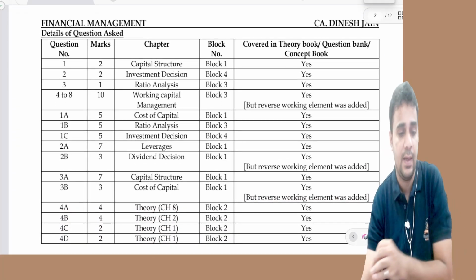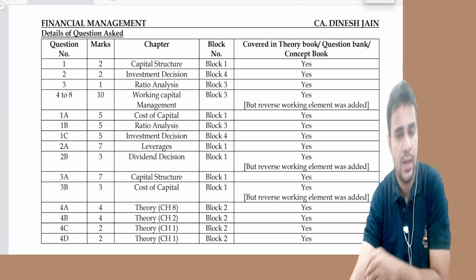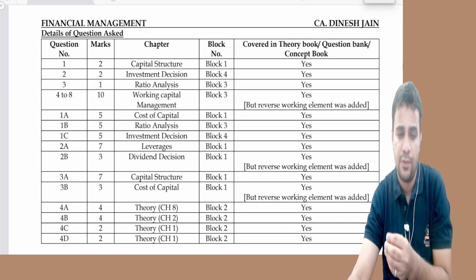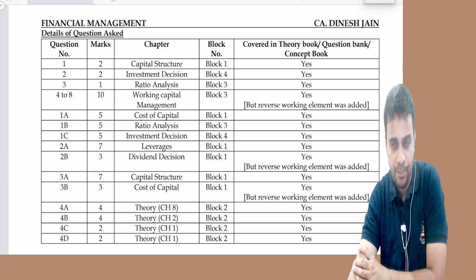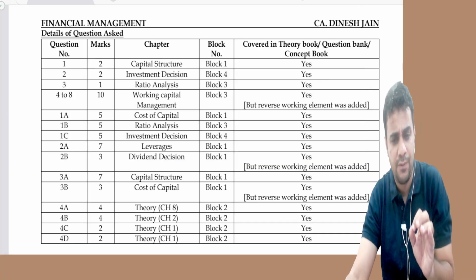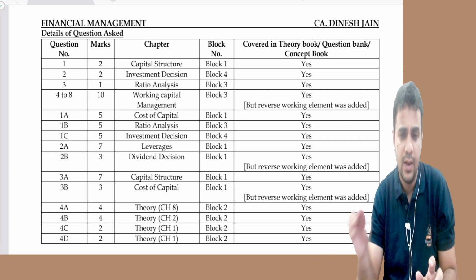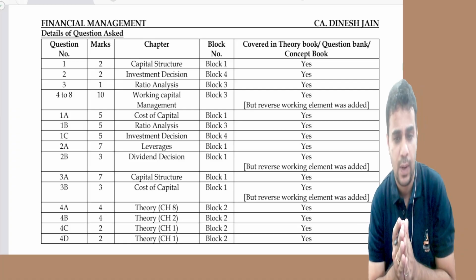I think I could see three questions. One was a 10-mark question, two 3-mark questions, and again leverages had some reverse working. There was a good amount of reverse working element in this paper, but otherwise the paper was fairly simple and straightforward. The reverse working element could have become a challenge for a few students to handle.